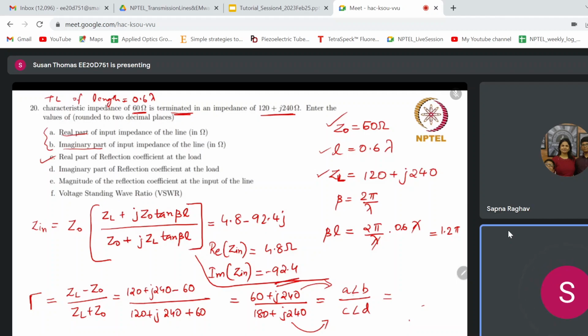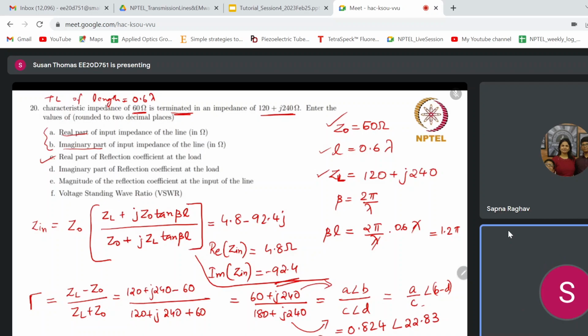So to divide this, what do you do? A by C and angle B minus D. This is the easiest way you can try. So you must be getting 0.824 angle 22.83. This one you can again convert back to rectangular form.